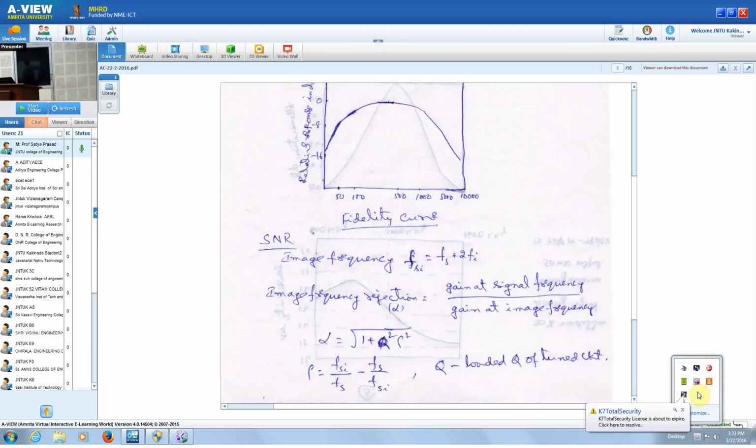gain at image frequency, that is gain at Fsi. The ratio between these two we call it as the image frequency rejection that we have.